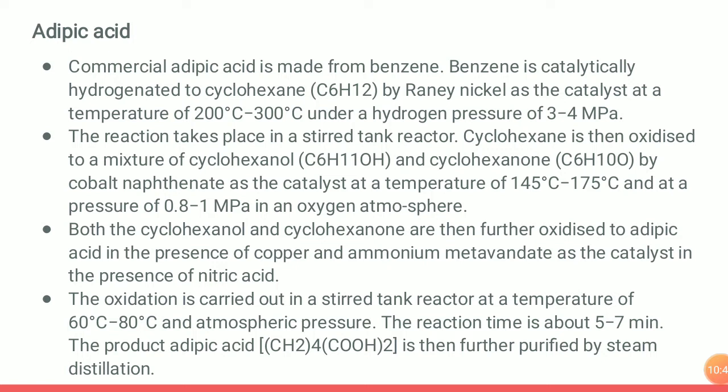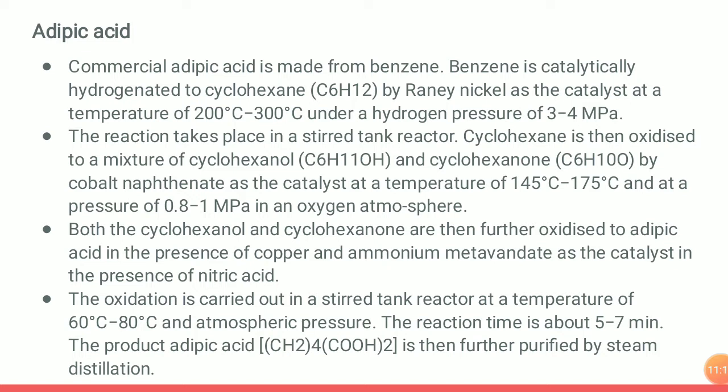Okay, now the last step here, the oxidation, is carried out in a stirred tank reactor at a temperature of 60 to 80 degrees Celsius at atmospheric pressure. The reaction time is about 5 to 7 minutes. The product adipic acid is then further purified by steam distillation. Okay, so this is how the first monomer for making nylon is produced.